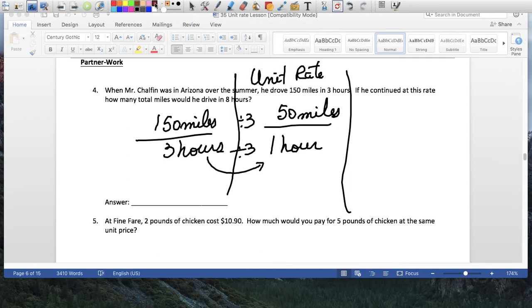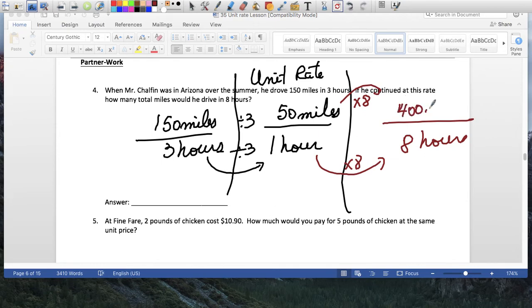Now I'm going to use my unit rate because it says 8 hours, right? So now we can very easily find out how much he travels in 8 hours. So how does a 1 become an 8? Times 8. And then we're going to multiply this times 8. So 50 times 8 is going to give us 400 miles. Okay?